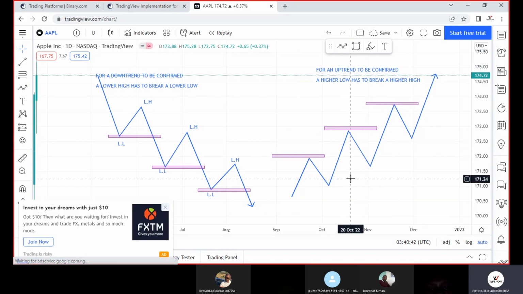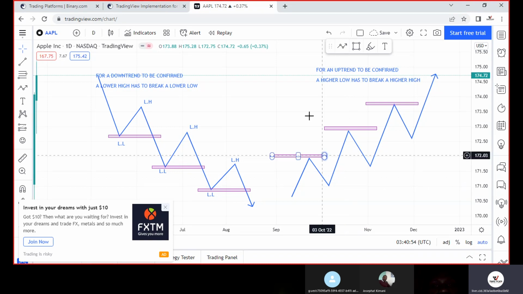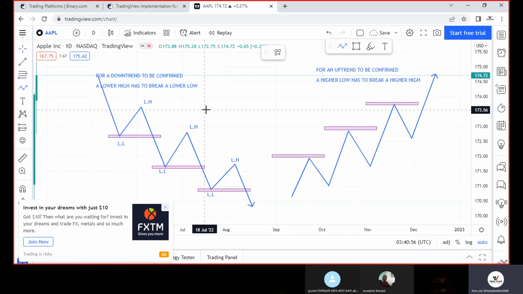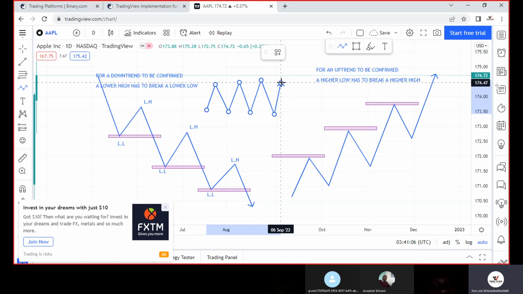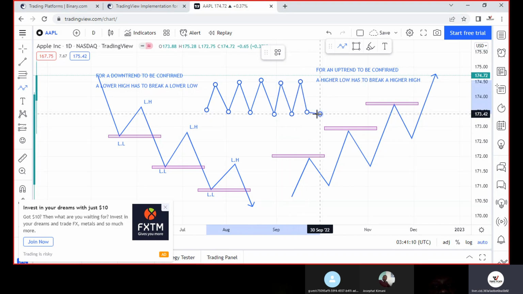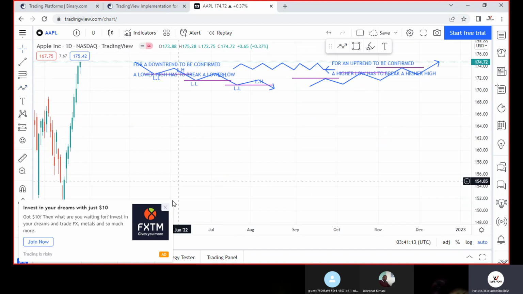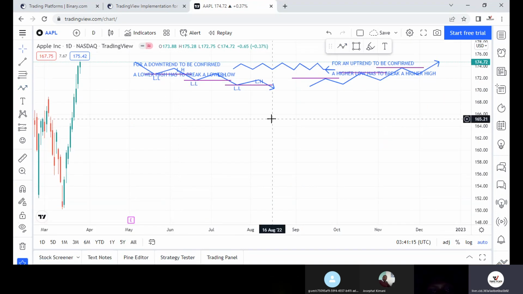Now, having established how the structure of an uptrend or a downtrend looks like, the next thing we need to understand is how a ranging market looks like. For a ranging market, it's just making a straight line pattern without breaking any high, neither is it breaking any low. It's just fixed. All right, so you can probably screenshot this.